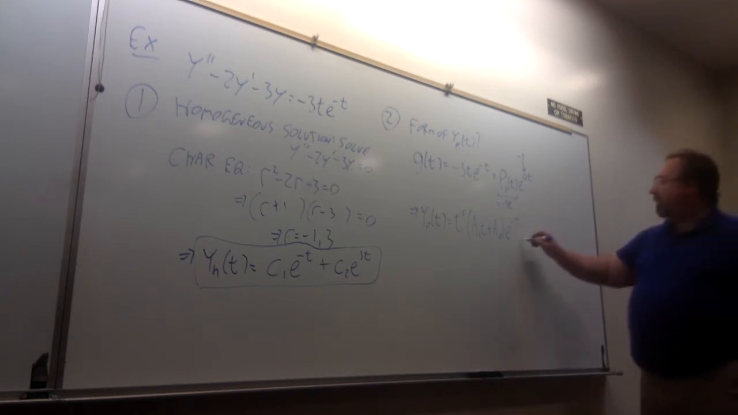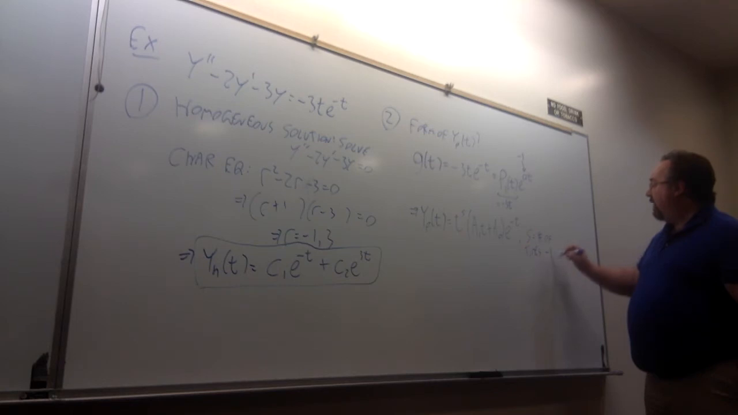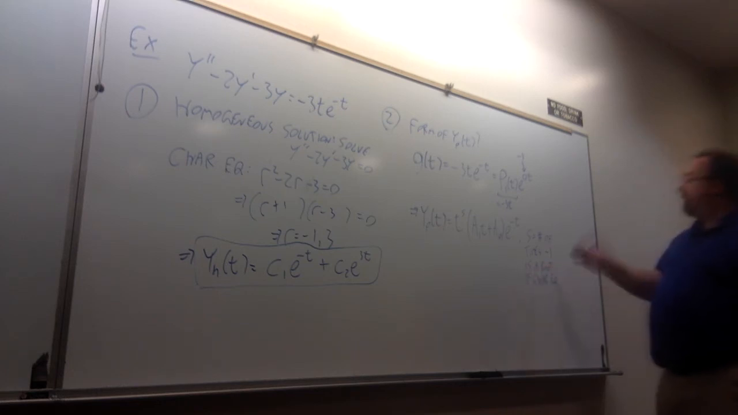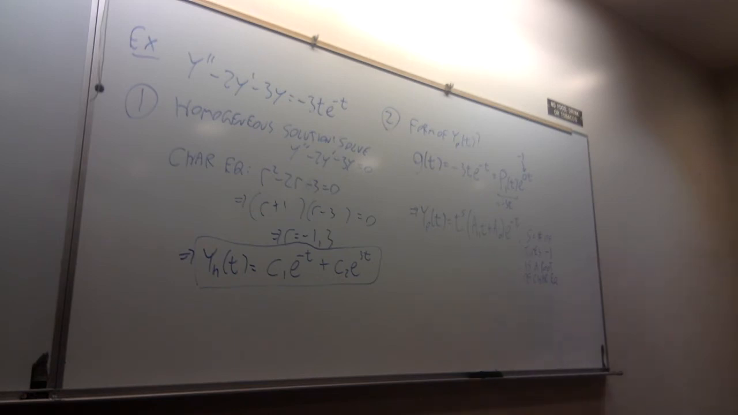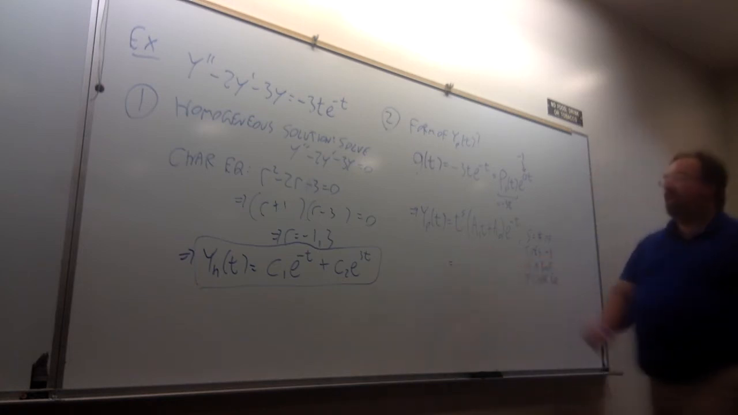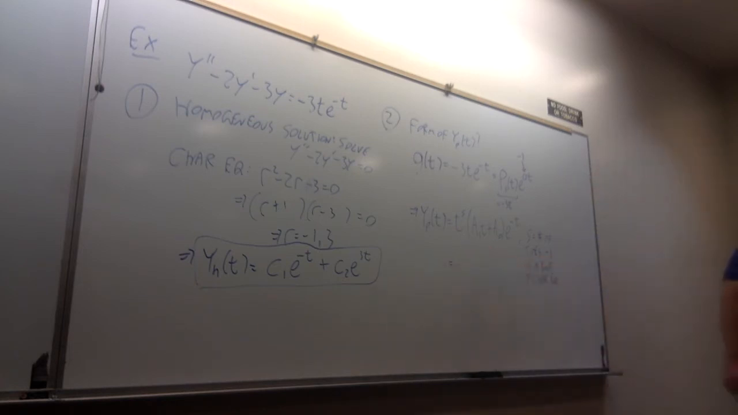But then there's a matter of s. s is the number of times minus 1, the coefficient of the exponential, is a root of the characteristic equation. So once again, you compare this value with the roots that you have from the homogeneous solution. So what would s be in this case?